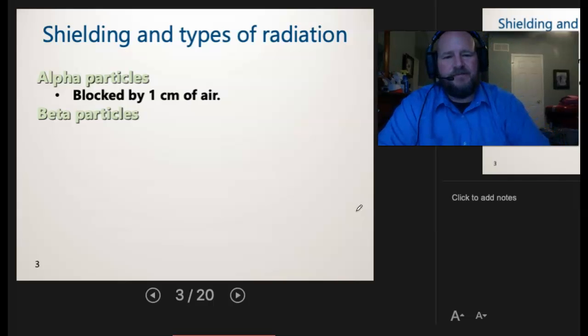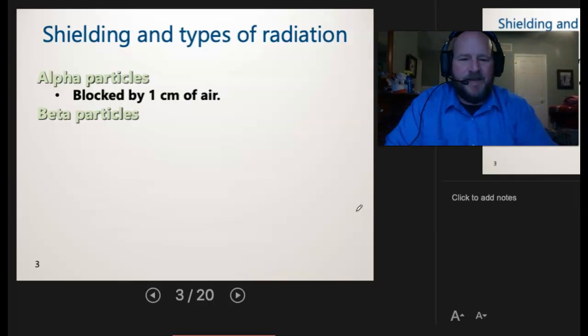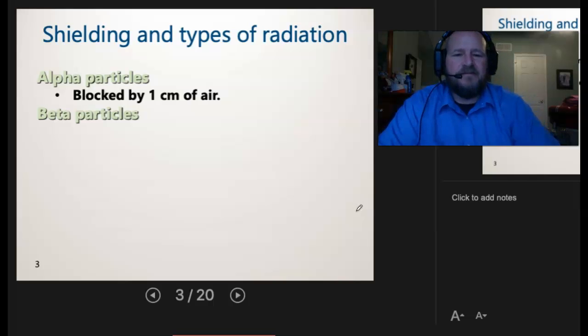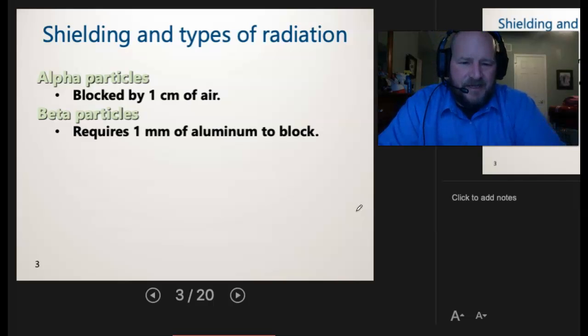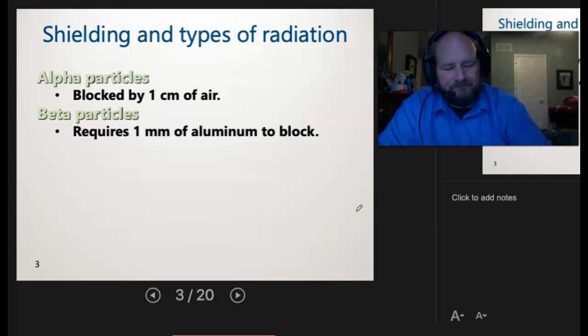Beta particles. If I want to deal with beta particles, I can go downstairs, crack open a seltzer water, drink it down, and put my source right inside the can, because it only takes 1 millimeter of aluminum to stop a beta particle. So again, not a whole lot going on there.